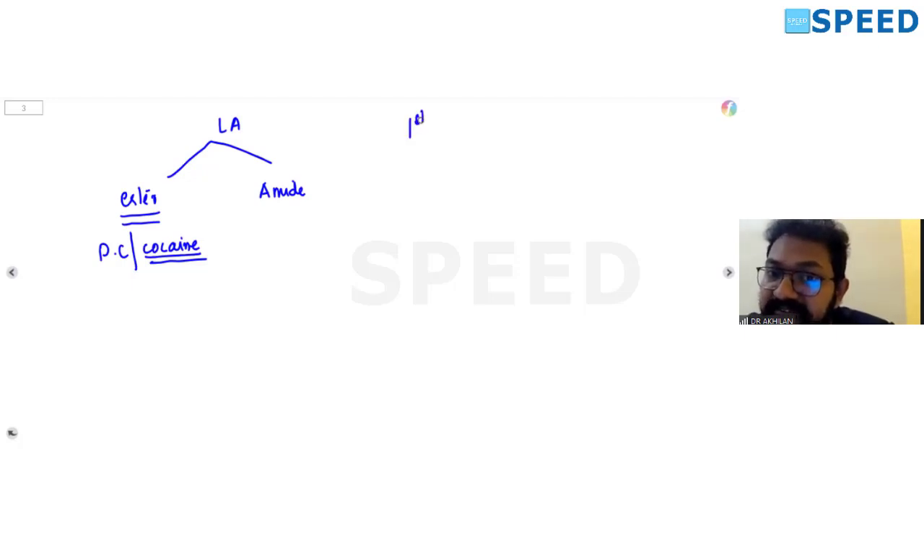Cocaine is also the first ever local anesthetic agent ever used. It was used by a person called Karl Koller. Cocaine was used as a local anesthetic agent for the first time by Karl Koller.